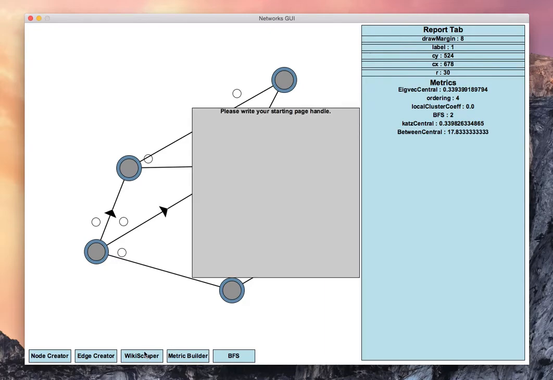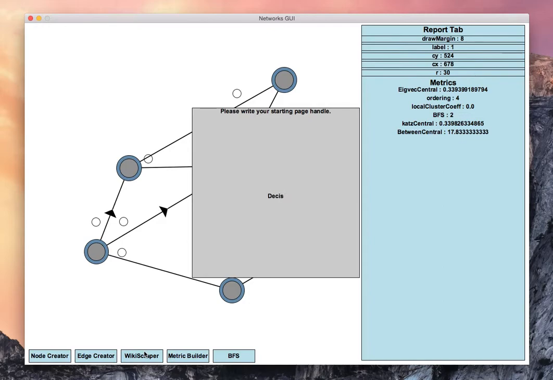I also wrote a Wikipedia web scraper. So given a particular starting page of Wikipedia, find all Wikipedia pages of a certain depth from this page. So go through the links of this page and recursively go through those links until I reach a certain depth, and build me a network of connected Wikipedia pages from this given starting page.